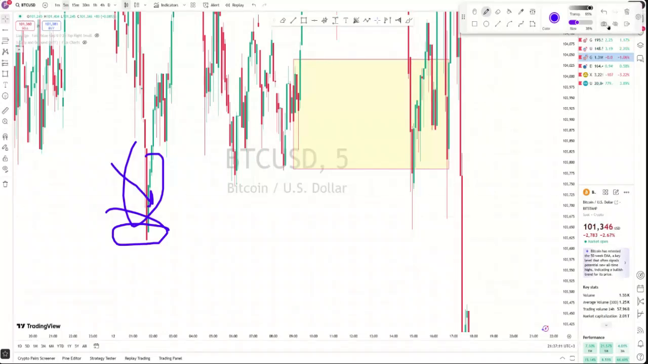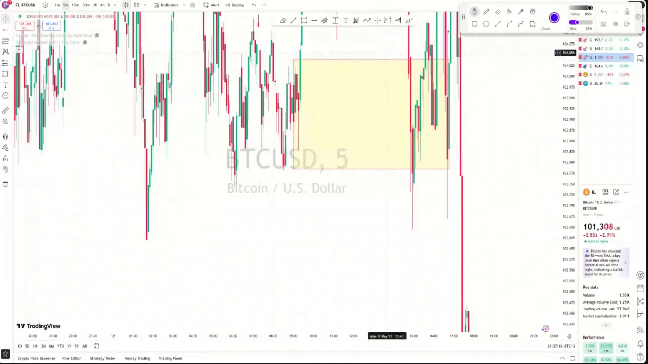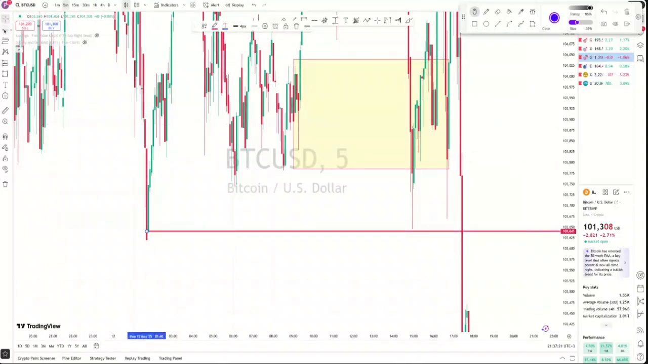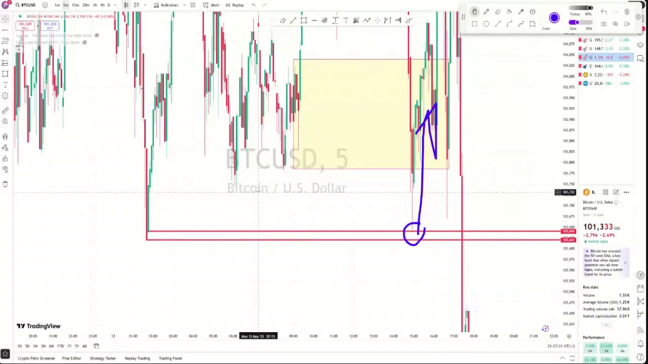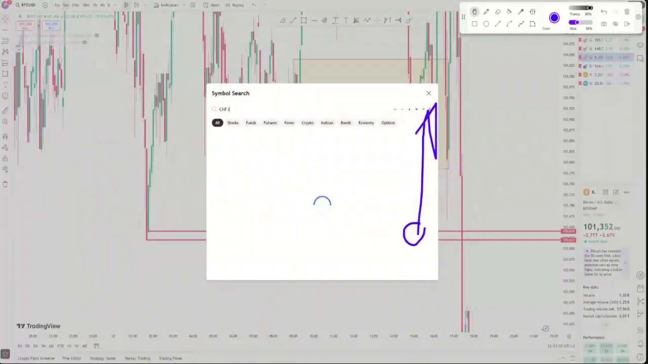So normally, if there were wicks here, we would mark the wicks, but now there are none. So you can mark the highs and the lows of those candlesticks like this. Both lows like that. Then you wait for the market to come back to this zone. Then you place your buy position like that. Let's use the currency pairs to see something like CHF, JPY.